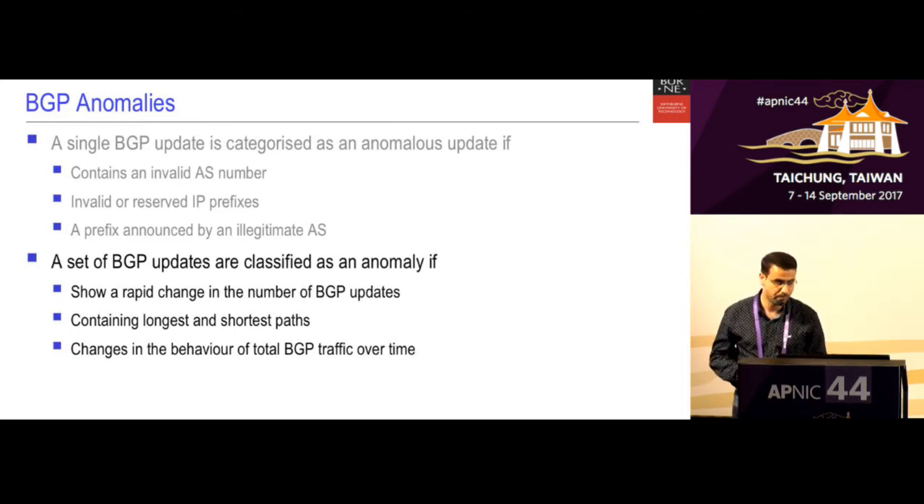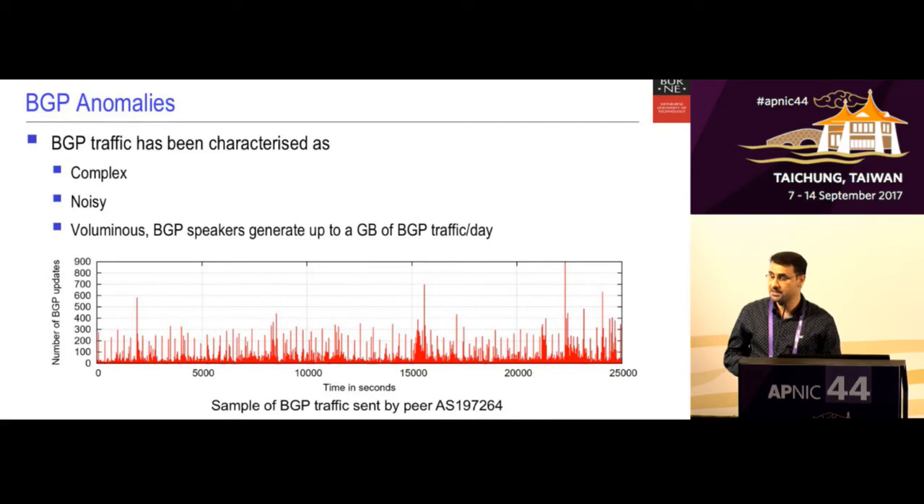So BGP traffic has been categorized as complex, noisy, and voluminous, where a BGP speaker can generate up to gigabytes of BGP traffic per day. This is an example showing BGP traffic sent by the peer autonomous system 1972-64 at the RouteViews project. So you can see how noisy and complex it is to identify BGP anomalies within this set of BGP traffic.